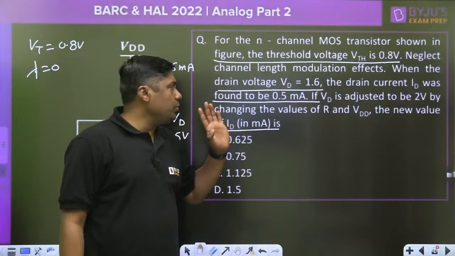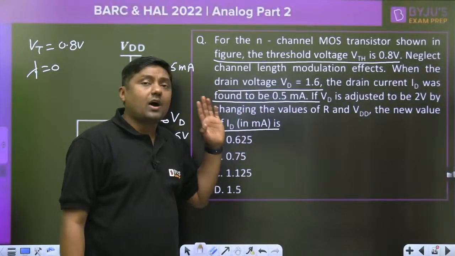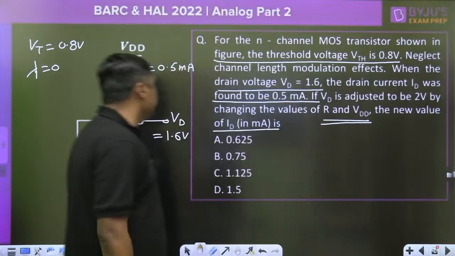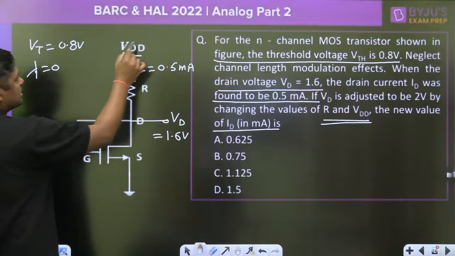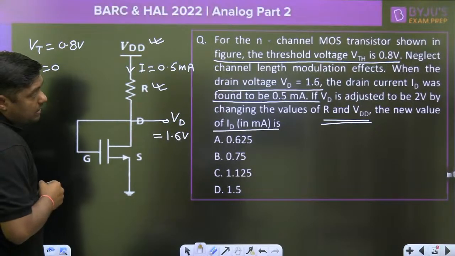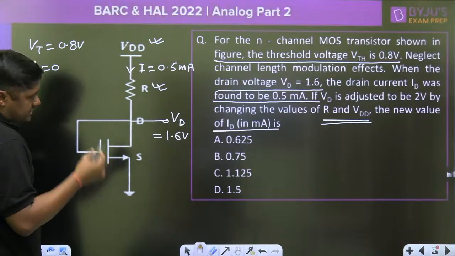VD is adjusted to be 2 volt by changing the values of R and VDD. Simply change R and simply change VDD. Okay. The new value of ID is?